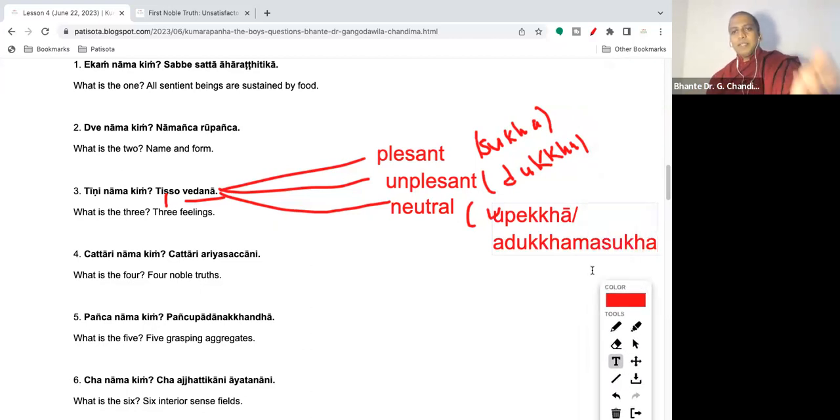Adukkhamasukha. That means neither pleasant nor unpleasant. Now, a lot of people misunderstand the Upekkha part. Is this the lofty Upekkha that we know in the Dhamma?